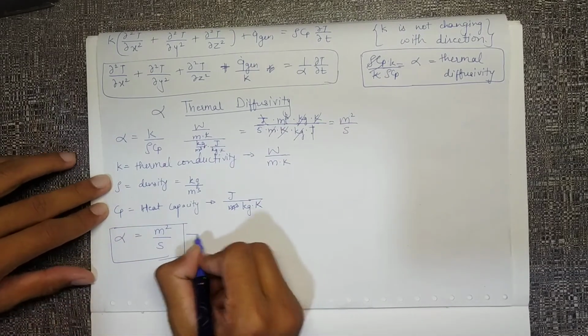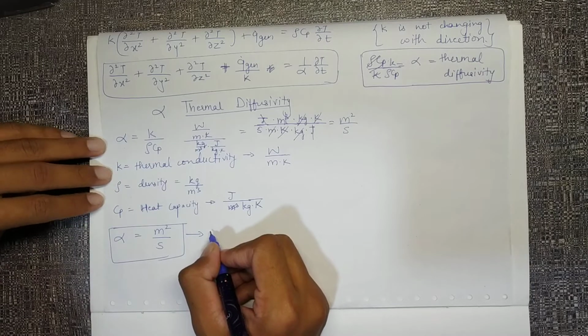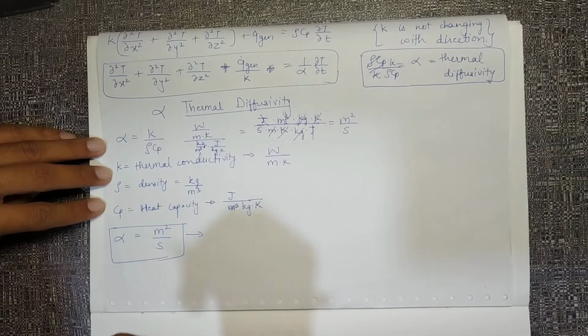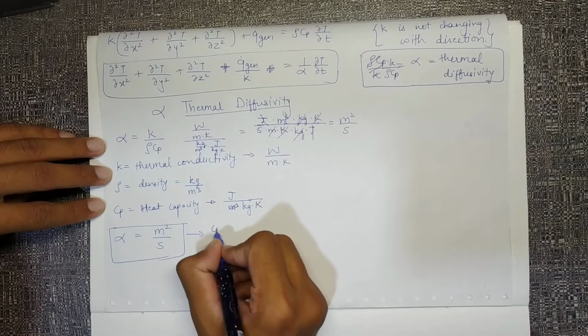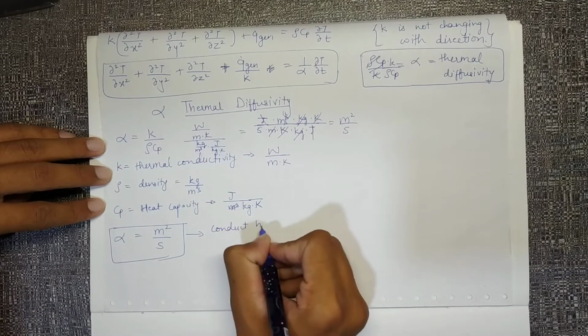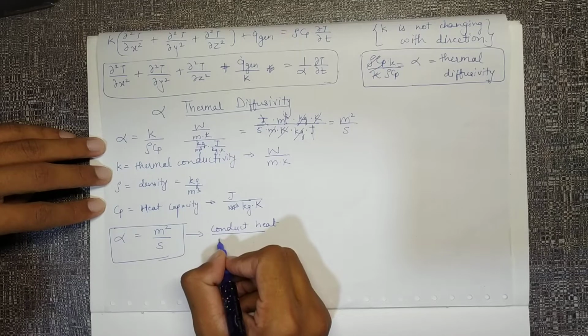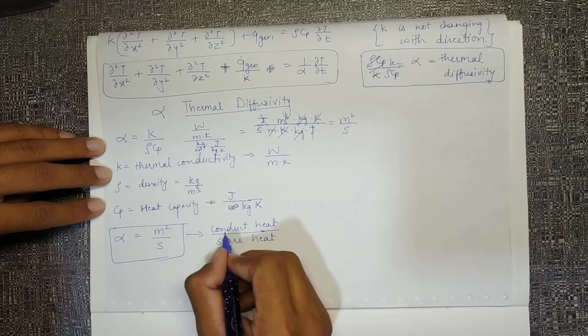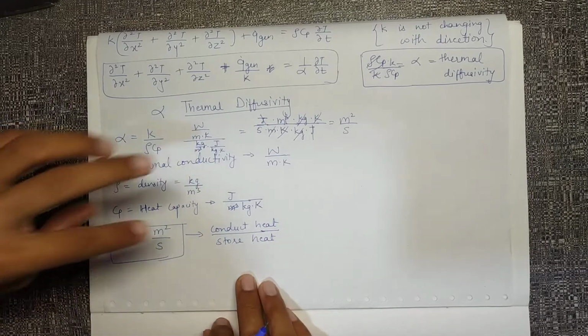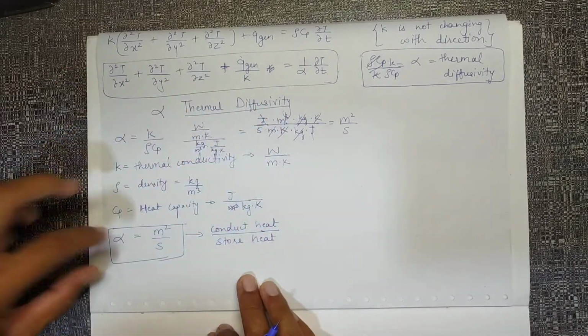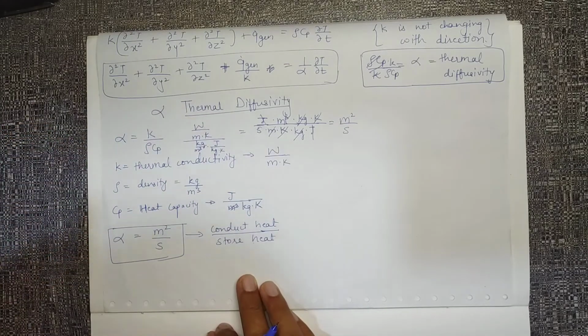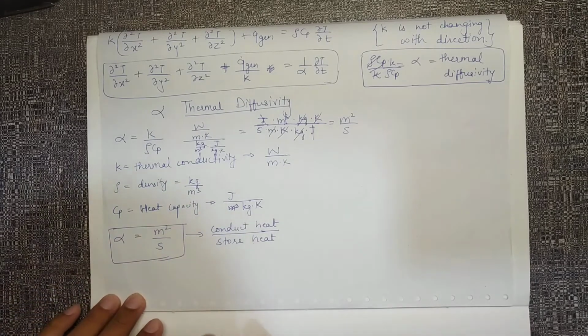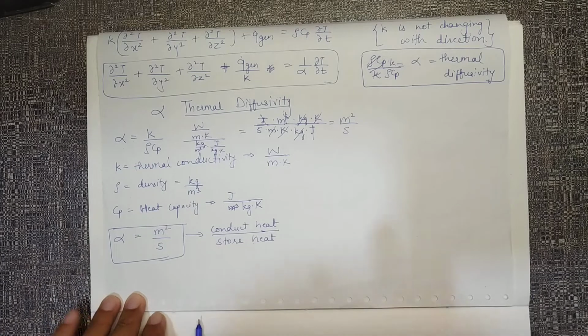That means my alpha value represents two opposite things. It represents the heat conduction capacity, and it also represents the heat storing capacity. So both of those things are taken care of when we are defining thermal diffusivity. So that is a more important representation, because it involves two opposite ideas. That's the main significance of it.